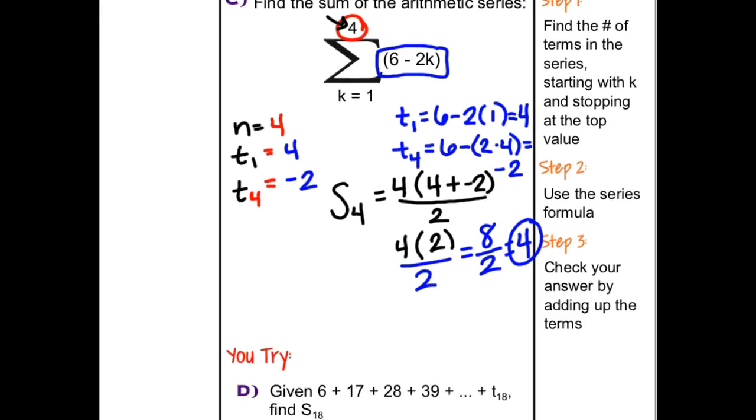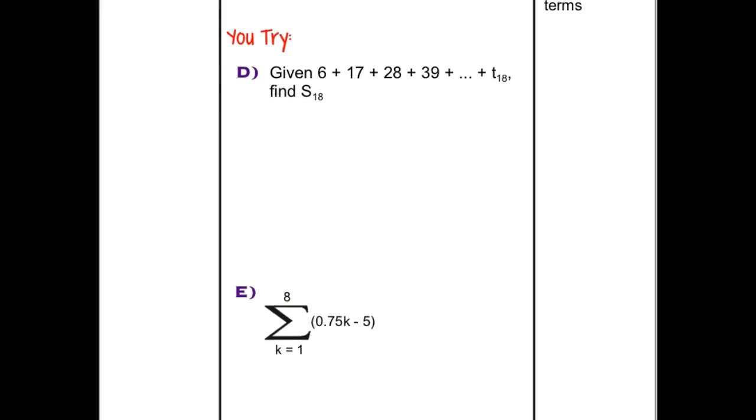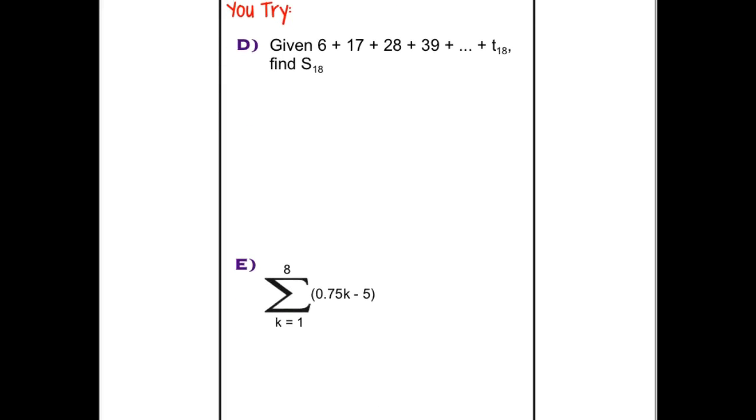Now, I've got 2 simple problems for you. 1, find the sum of the first 18 terms. So yep, you'll have to find the explicit formula. It's good practice for you. And then go ahead and find the sum of the first 18 terms. And then use the summation notation where you're going from term 1 to term 8. Using that explicit formula, find your pieces and find the sum.